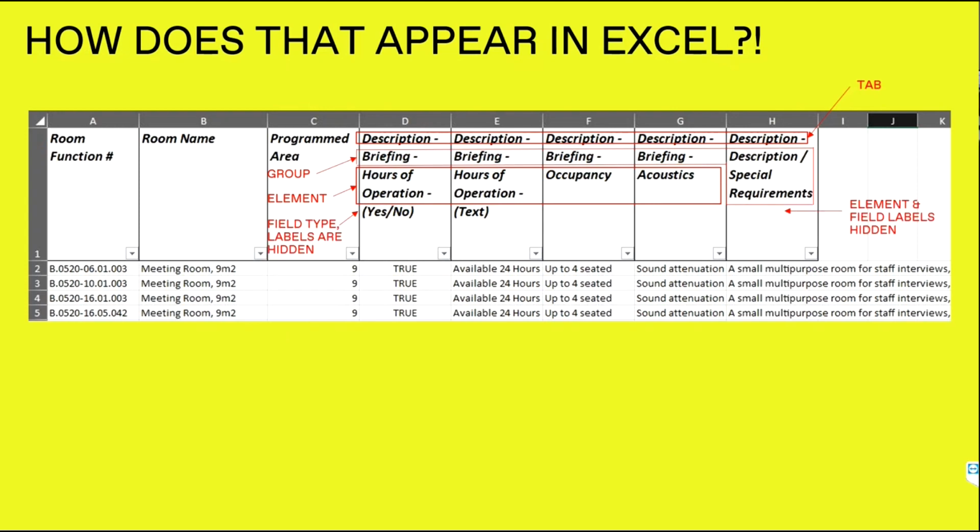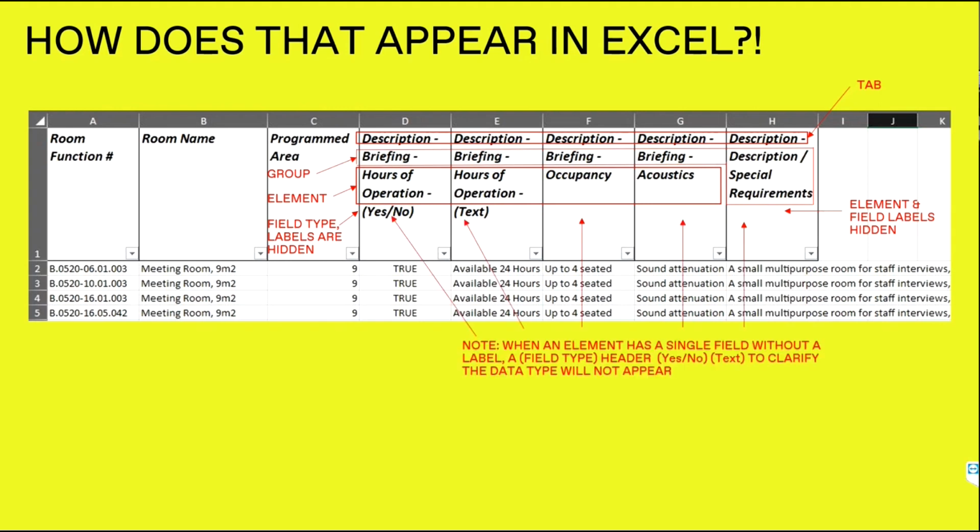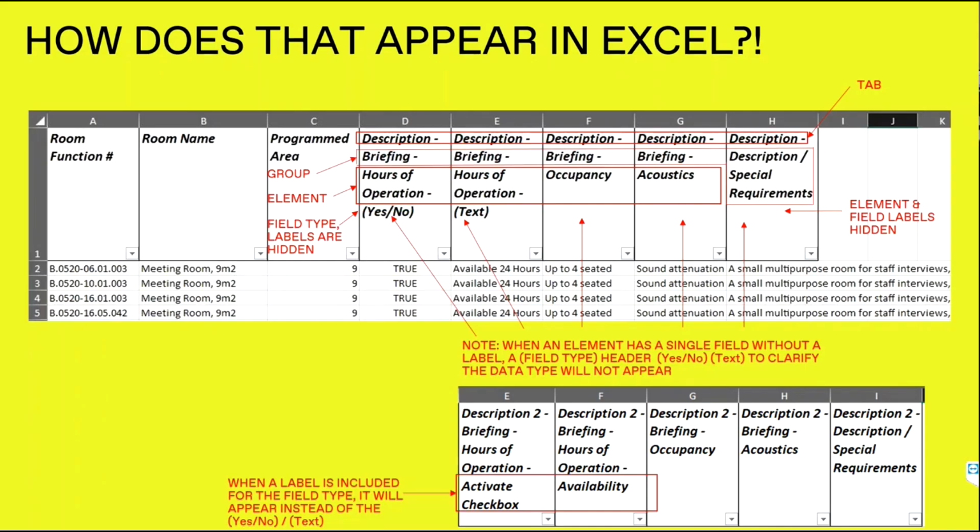Now with your field type, the labels are either hidden or they're just not entered. But what's kind of interesting in this one is that when an element only has a single field in it, you don't get a little prompting header in brackets where it might say yes, no, or text. And what that actually looks like when you do put a label on it is you won't get the little yes, no, and text. So it's kind of a choice of your administrator about how many of those labels get entered or not.